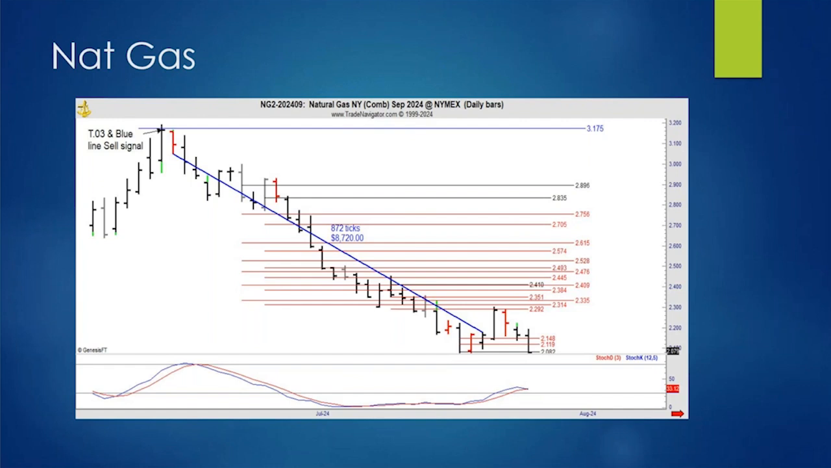This move down from our TO3 and blue line sell signal is some part of $8,000.